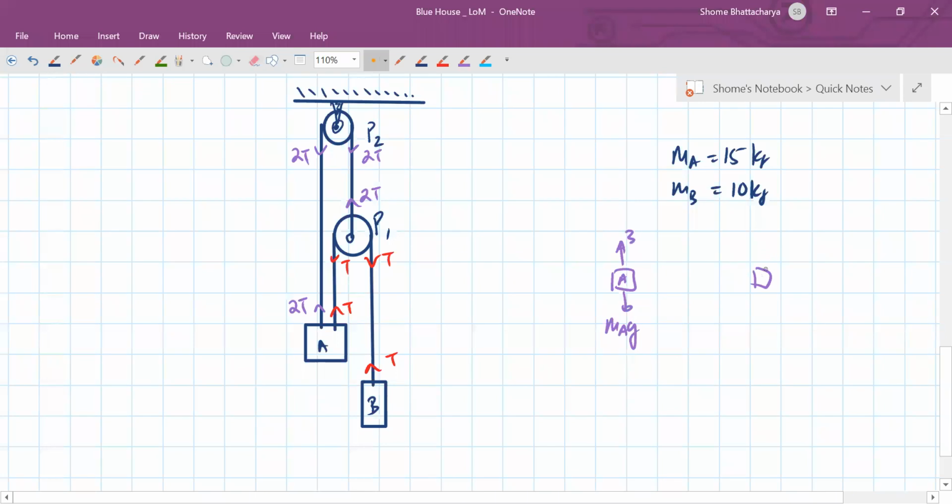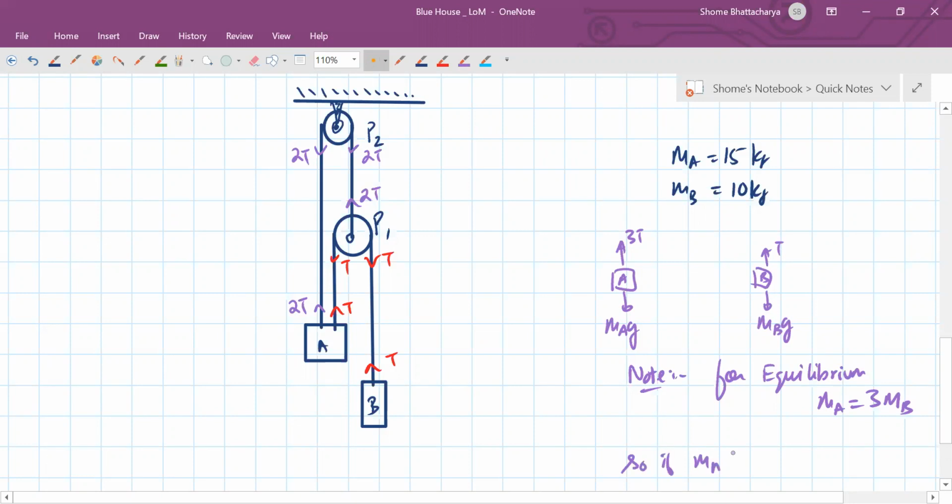And on the block B, okay. So you can understand here that for equilibrium condition, weight of A should have been 3 times the weight of B. So therefore you understand, if mass of A is less than 3 times mass of B, what will happen is the block A will accelerate upwards, the block B will accelerate downwards. So logically only we can understand this. See the diagram, isn't it? T plus 2T how much is it? It is 3T.